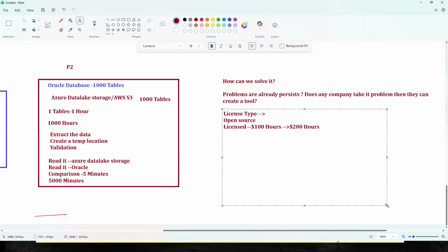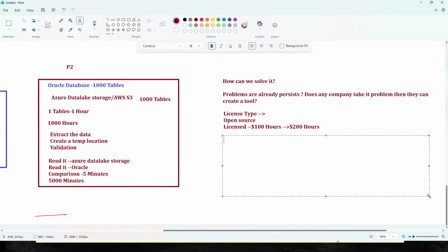Everybody, does it make sense? I'm asking you the questions. These are valid questions. Does it make sense? So that is where people are moving towards open source.